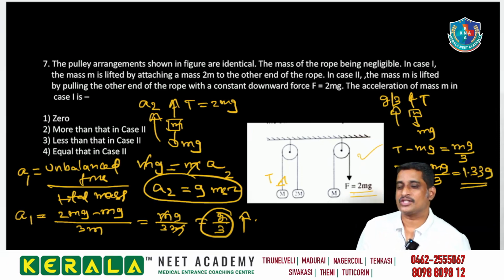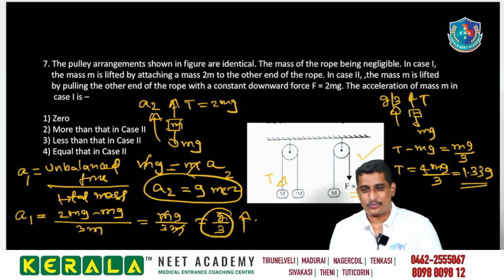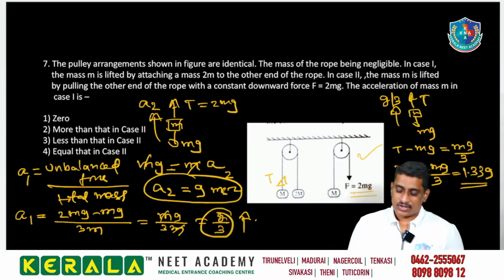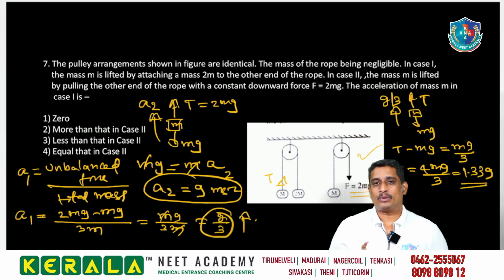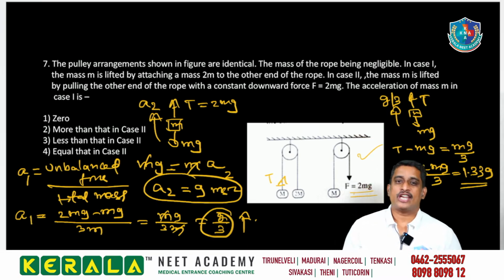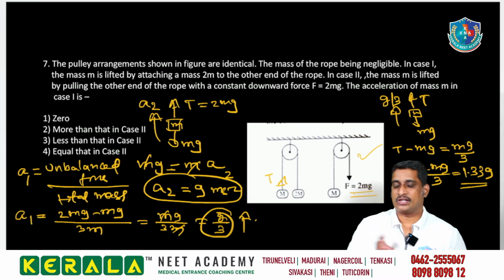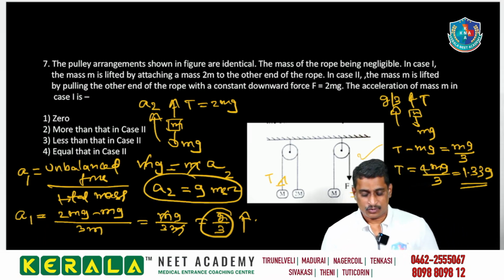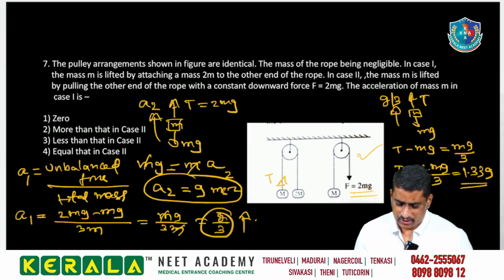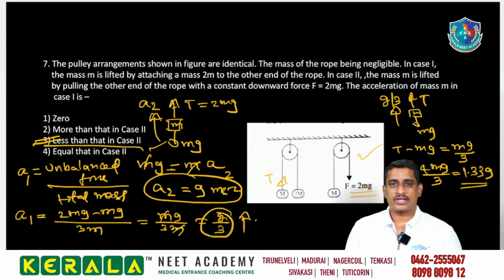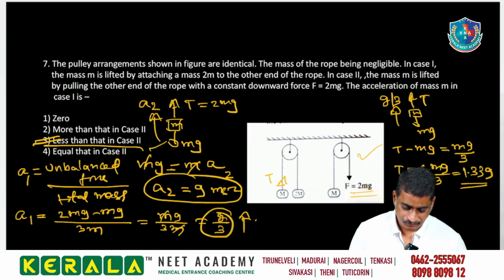So while dealing with this type of numericals, you should be very careful. Please try to understand that any kind of force that we apply over the string represents the tensional force. So the tension makes the difference in these two examples. So it's very clear from this, the acceleration in the first case is less than that in the second case. The third option will be the answer for this particular example.